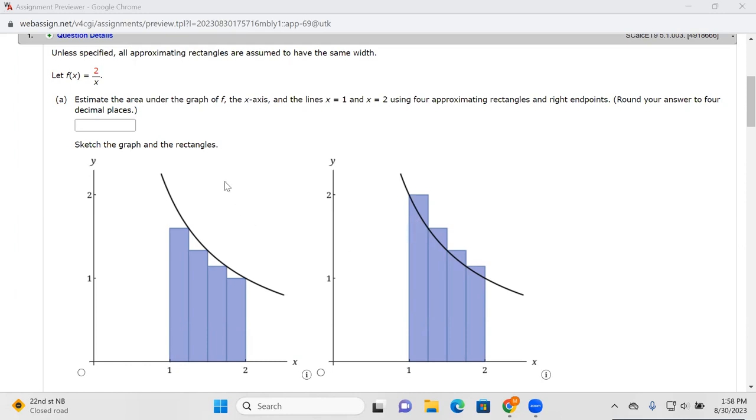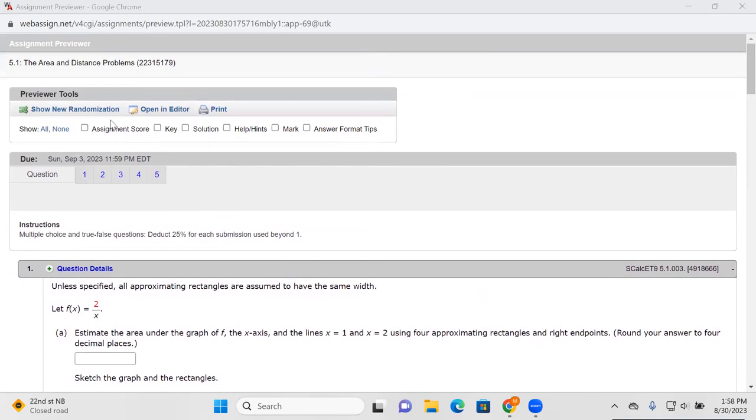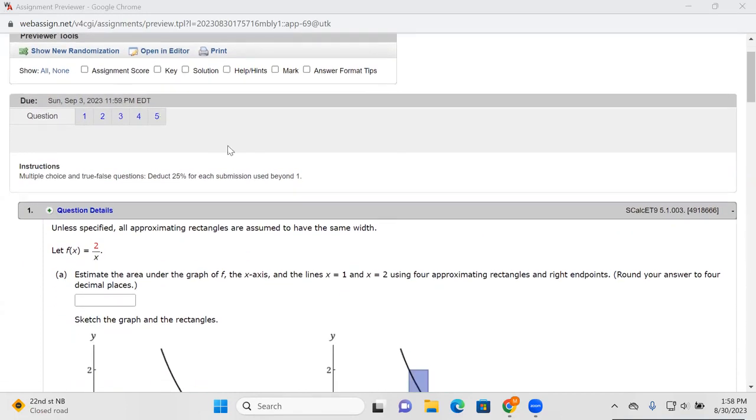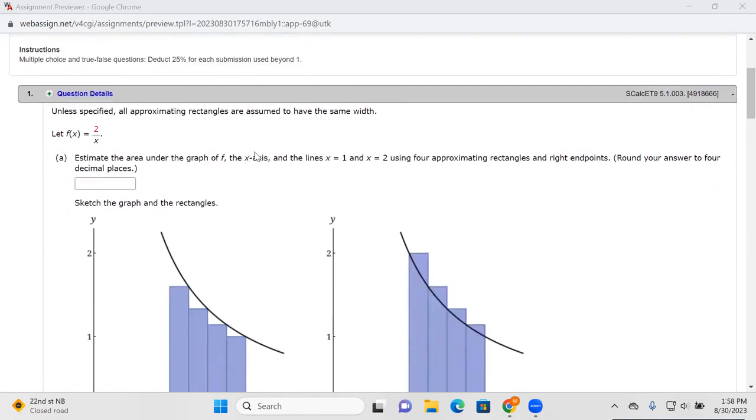I'm just looking at the WebAssign from section 5.1, and then we'll also take a look at what's from 5.2. We've seen the ideas related to these topics in our course to this point. So this first one is asking us to look at the function 2 over x and to estimate the area under the graph and the x-axis between x equals 1 and x equals 2. We're going to use 4 approximating rectangles and right endpoints.